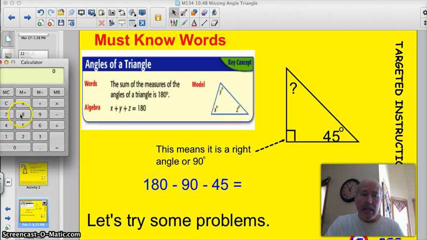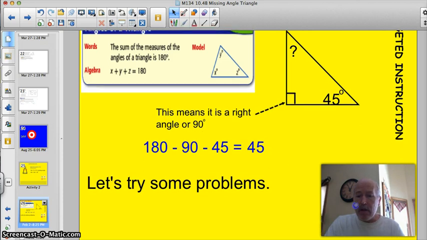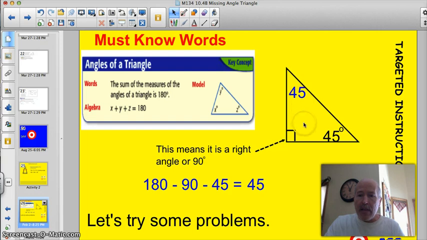You just go 180 minus the 90 degrees minus the 45 degrees, and that gives me 45 degrees. So my missing angle is 45 degrees. So I'll pop that in there, and I'll also pop it in up here and get rid of the question mark. Now, if I want to check my answer, again, I just add them up.